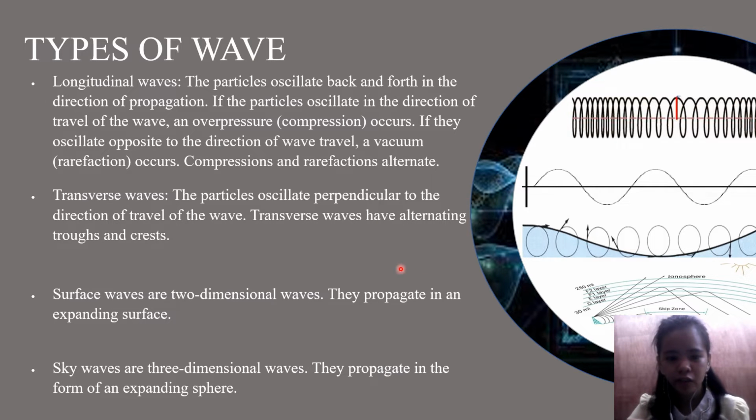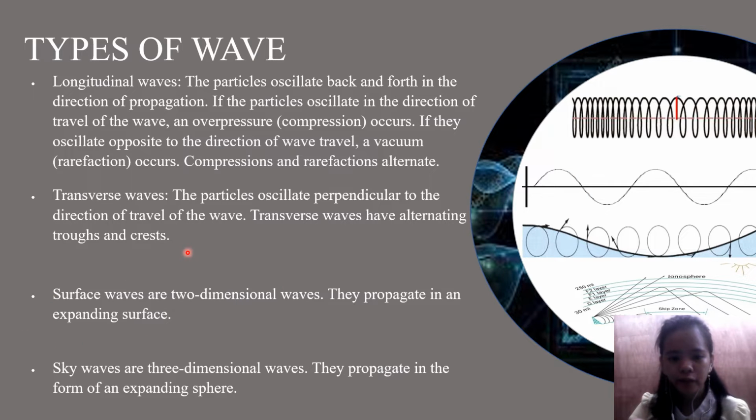Then next is the transverse wave. The particles oscillate perpendicular to the direction of travel of the wave. Transverse waves have alternating trough and crest. So this is an example of a transverse wave, and as you can see, there is an alternating trough and crest.